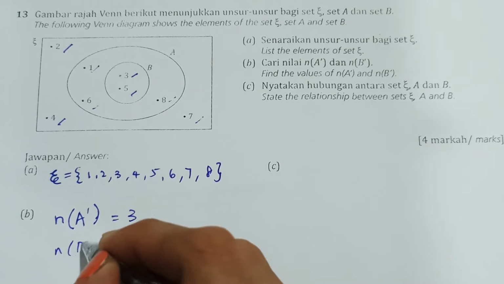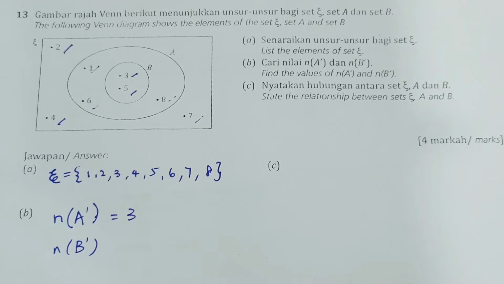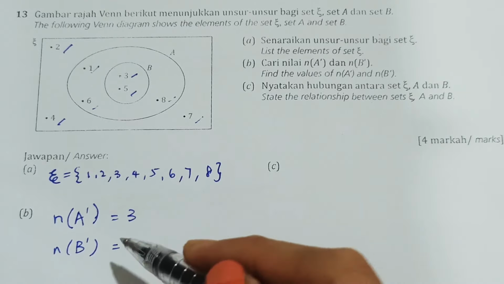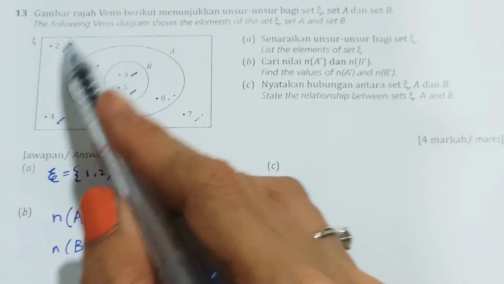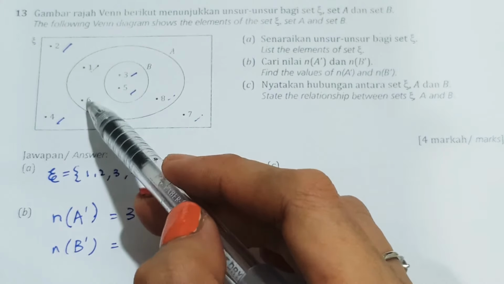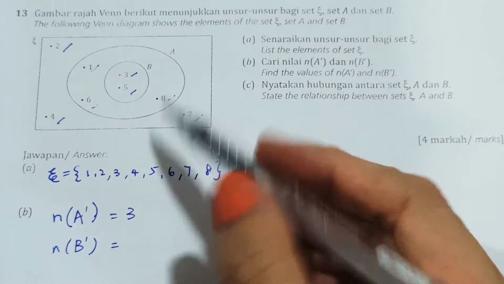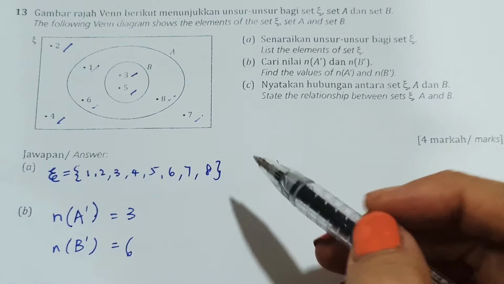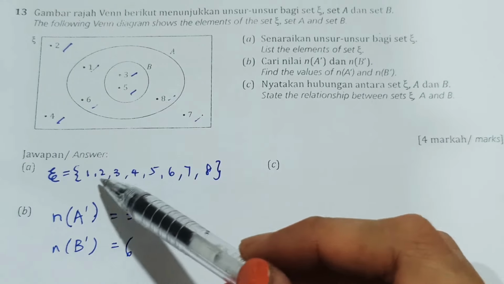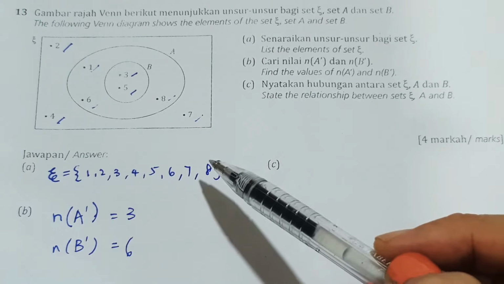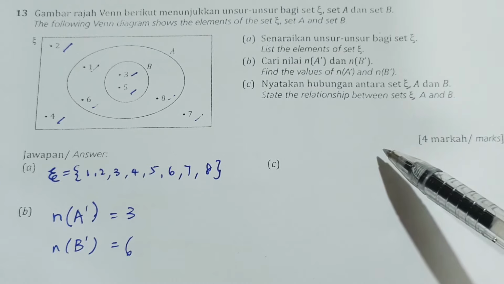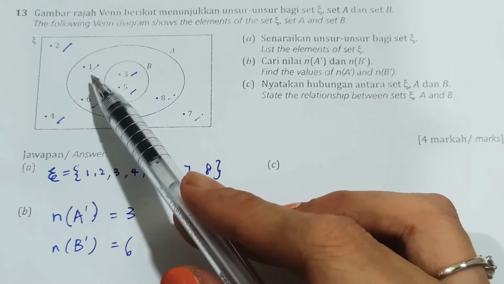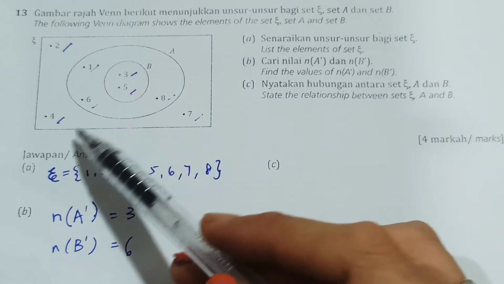Next, we need to find the number of elements that is in complement of B. That means we are looking for the number of members that are not B. So this is B, not B will be the one outside. So we have 1, 2, 3, 4, 5, 6. 6 of them. If you add these two together, we got 8. So we have 1, 2, 3, 4, 5, 6, 7, 8. So we have 8 elements totally. Not A and not B. 1, 2, 3, 4, 5, 6.